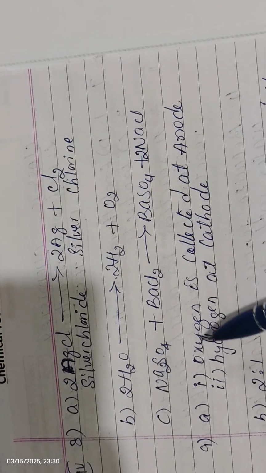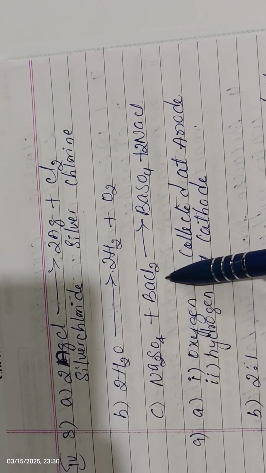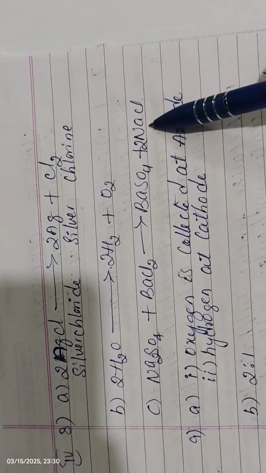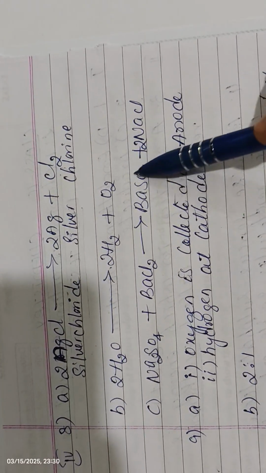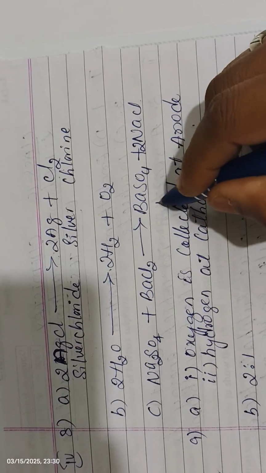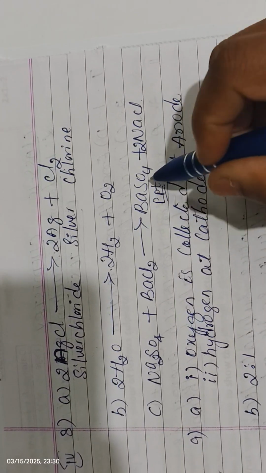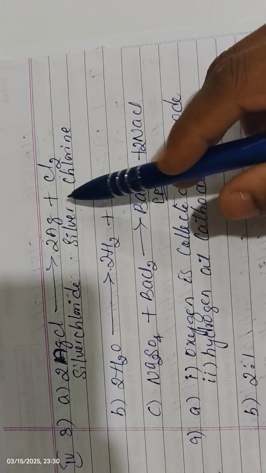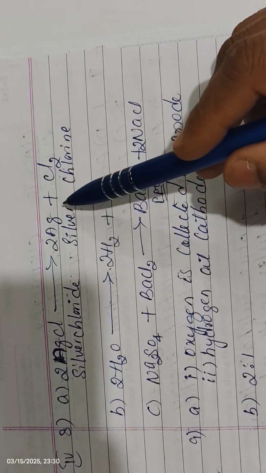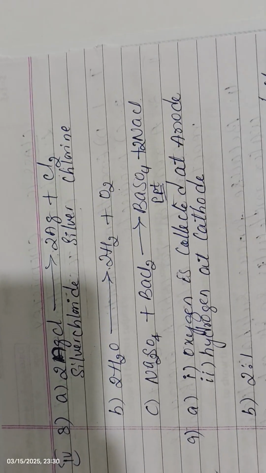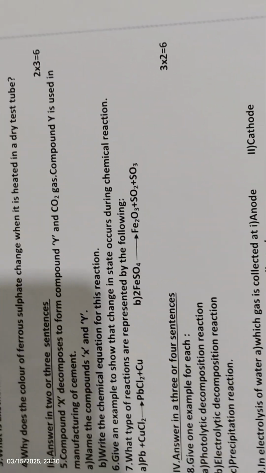The third one, precipitation. Sodium sulfate plus barium chloride gives barium sulfate plus sodium chloride. Barium sulfate is a precipitate. So this forms barium sulfate precipitate. So this is a precipitation reaction. So these are examples for the different reactions given. So we'll move on to the next question, question number 9.